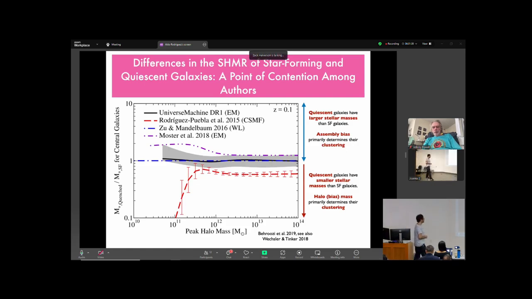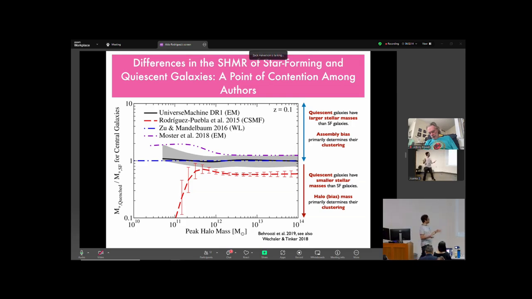So there is this very interesting figure in the UniverseMachine paper where the authors are plotting the ratio of the mean stellar mass of quiescent galaxies to star-forming galaxies as a function of the halo mass. And what you're seeing here is that if they have the same relation, they will line up on the line that is equal to 1. So below that line, quiescent galaxies have lower stellar masses, and above that line, quiescent galaxies have higher masses.